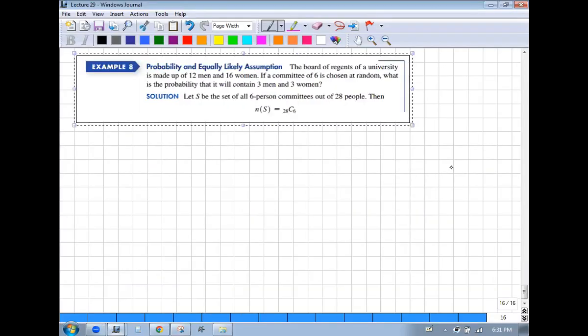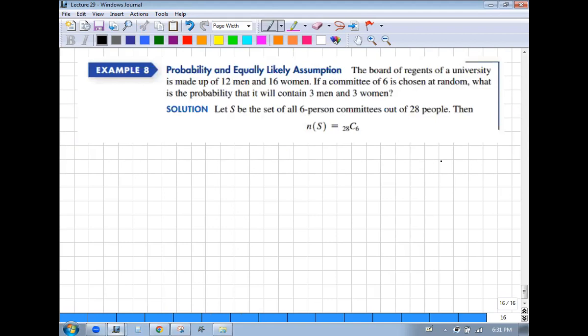All right, the Board of Regents of the university is made up of 12 men, 16 women. If a committee of 6 is chosen at random, what is the probability that it will contain 3 men and 3 women? All right, this would be easy if there's the same number of men and women, right?